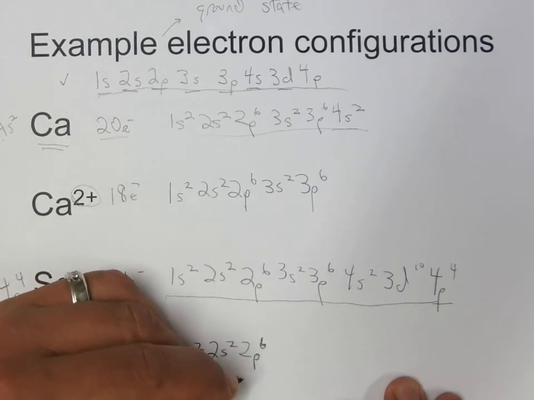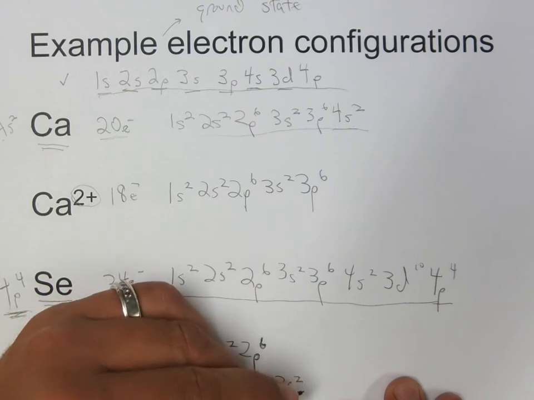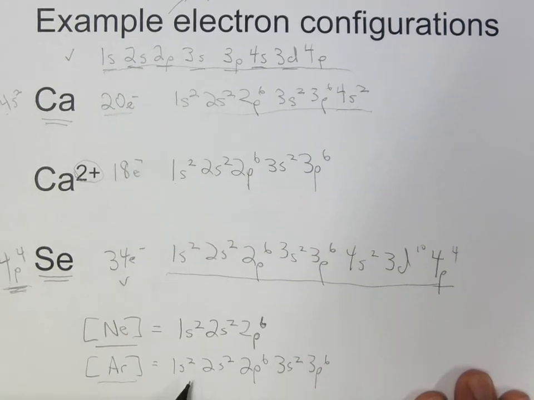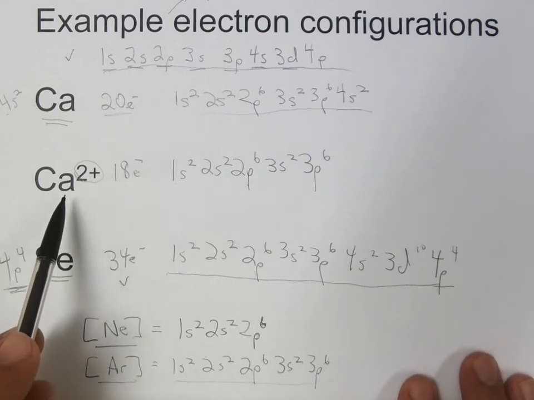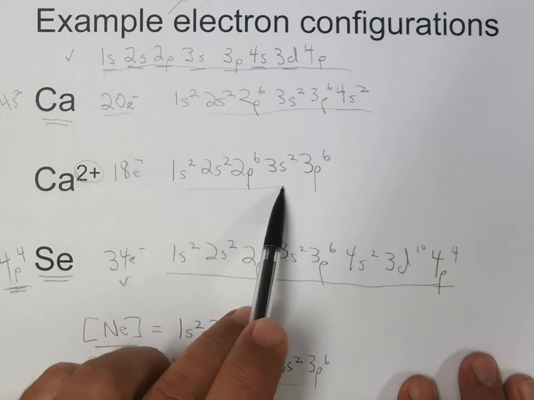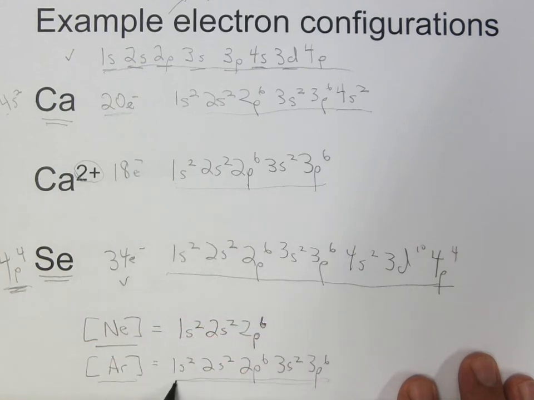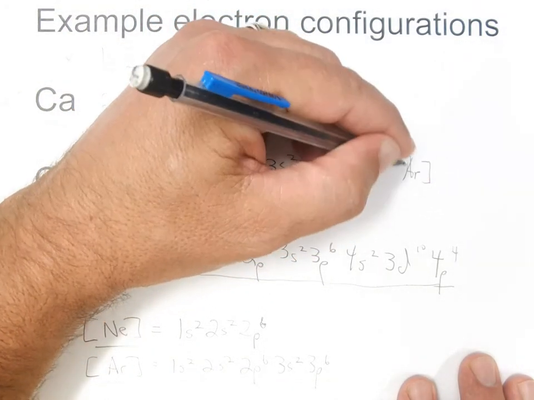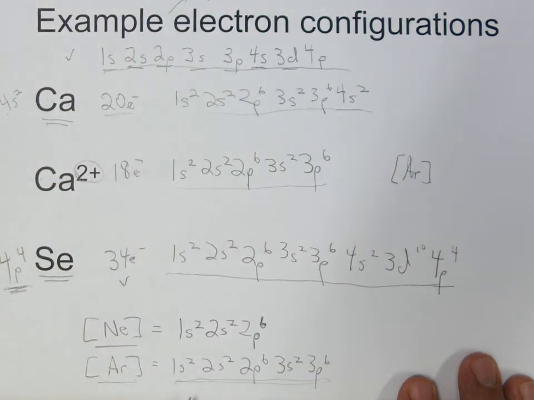1s2, 2s2, 2p6, 3s2, 3p6. If I put an argon in brackets, it means the same thing as 1s2, 2s2, 2p6, 3s2, 3p6. And these electrons are going to be fairly unreactive, nice filled shell. So if I see calcium 2 plus here, that's the exact same configuration as argon. So the electron configuration of calcium 2 plus I could summarize with just argon in brackets, because that's the electron configuration of argon. It's also the electron configuration of calcium 2 plus.